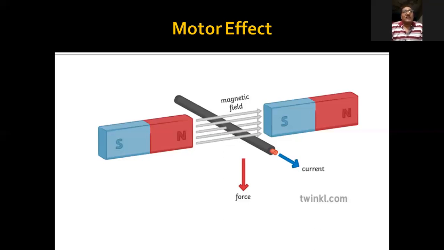When the current starts flowing in the conductor, it will experience a force in the downward direction. Here, we will learn how we predict the direction of this force, whether it will be in the downward direction or the upward direction. One thing in our syllabus is that the current, the magnetic field lines, and the force are perpendicular to each other. So, okay, let's move to the next diagram.